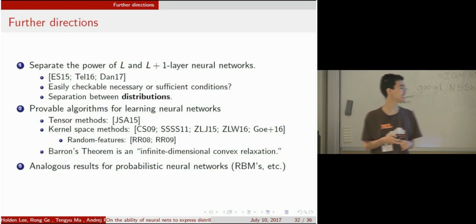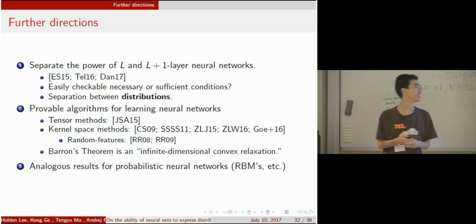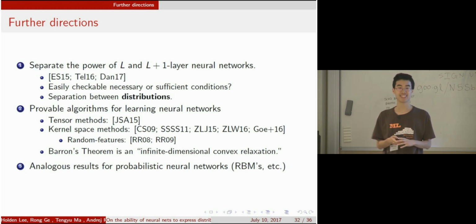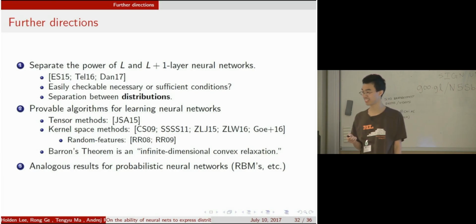Finally, it'll be interesting to see if there are analogous results for probabilistic neural networks, such as RBMs. Is there also some kind of Fourier criteria for representability?